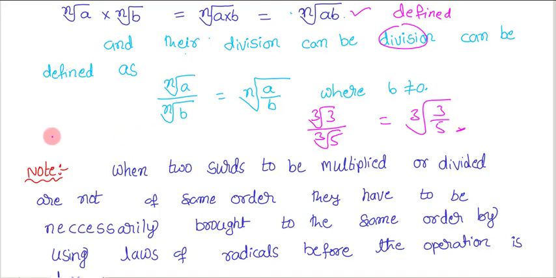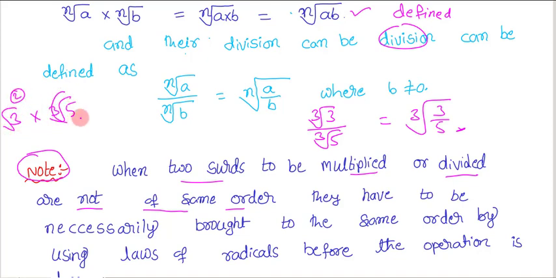And here we need to understand one more important concept, that is when the two surds to be multiplied or divided are not of the same order. That means if you want to multiply surds which are not of the same order, that means square root of 3 and cubic root of 5. So the order of the first surd is 2, the order of the second surd is 3. So these two are of different orders.